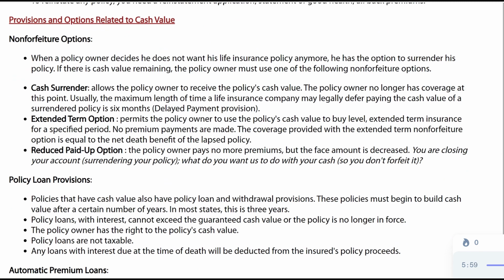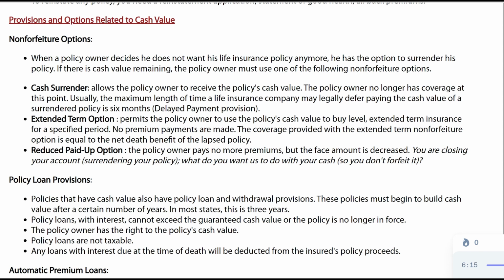Non-forfeiture options. When a policy owner decides he does not want his life insurance policy anymore, he has the option to surrender his policy. If there is cash value remaining, the policy owner must use one of the following non-forfeiture options. Cash surrender allows the policy owner to receive the policy's cash value. The policy owner no longer has coverage at this point.